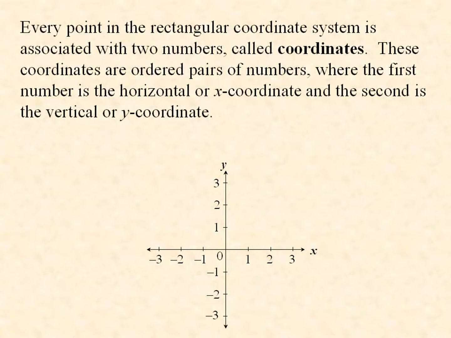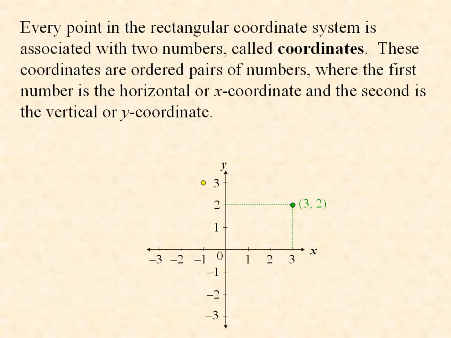Every point in the rectangular coordinate system is associated with 2 numbers called coordinates. These coordinates are ordered pairs of numbers where the first number is the horizontal or x-coordinate and the second number the vertical or y-coordinate. Here's a point graphed in the xy plane. Its coordinates are (3, 2). First number is the x-coordinate, the second number the y-coordinate.